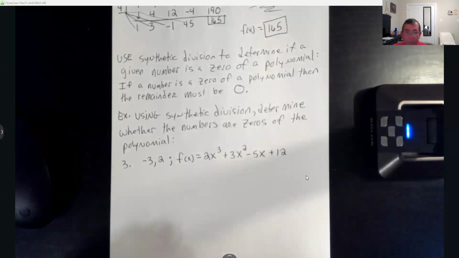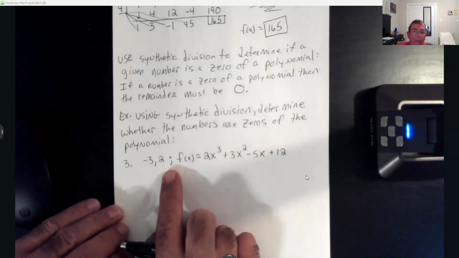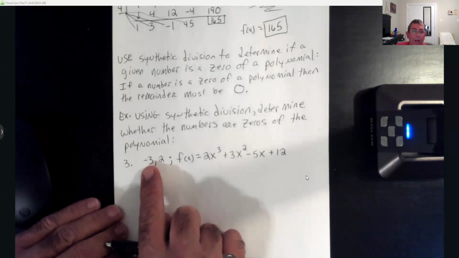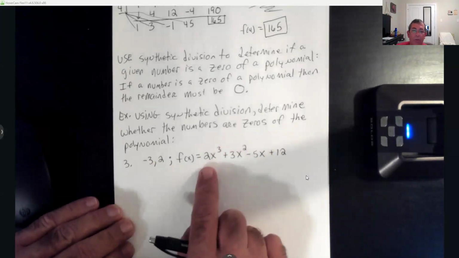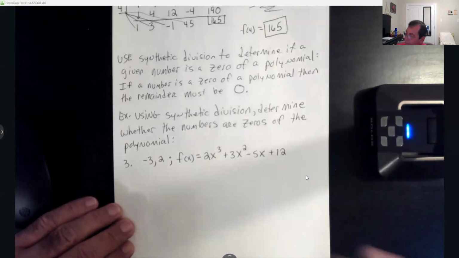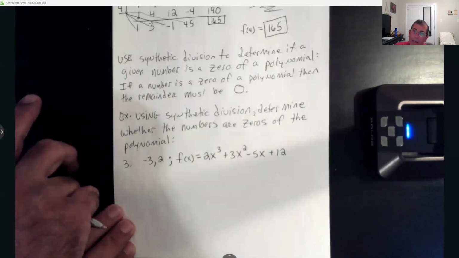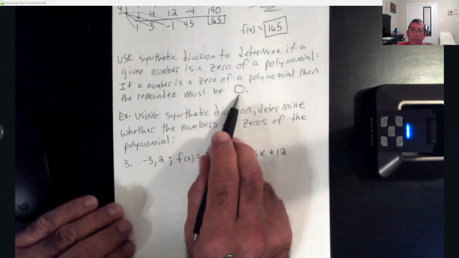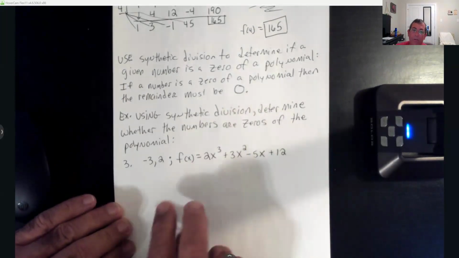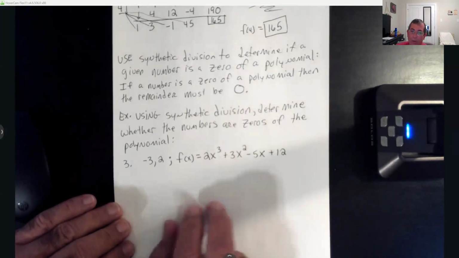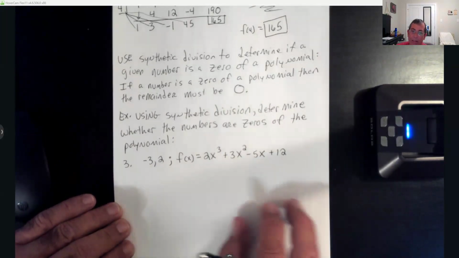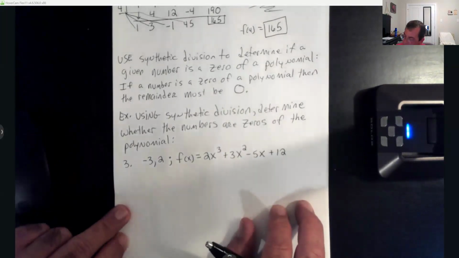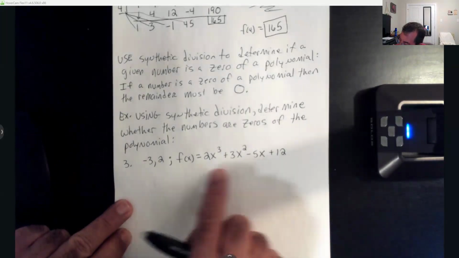Okay, so we left off on this number 3 here. They want me to determine if -3 and 2 are zeros of this polynomial. And y'all remember we just said, if these are zeros, then the remainder must be 0. So I'm going to look for a 0 remainder. If I get a 0, yes. Any other number, no. All right, so let me write my coefficients.